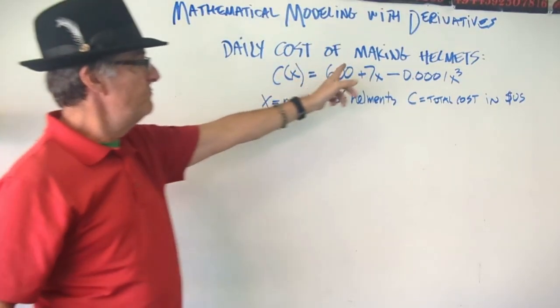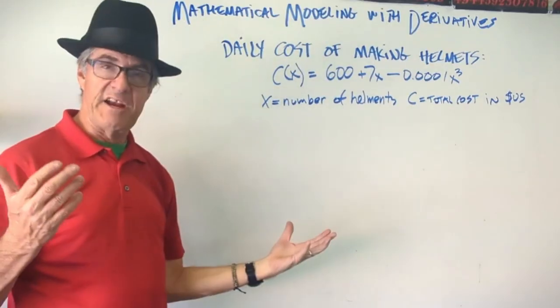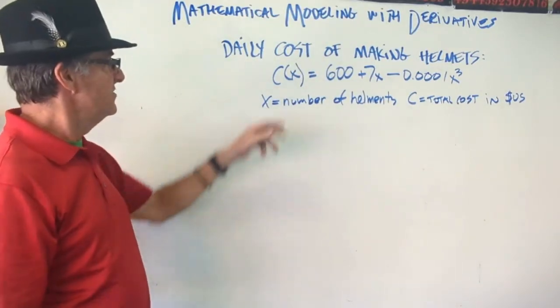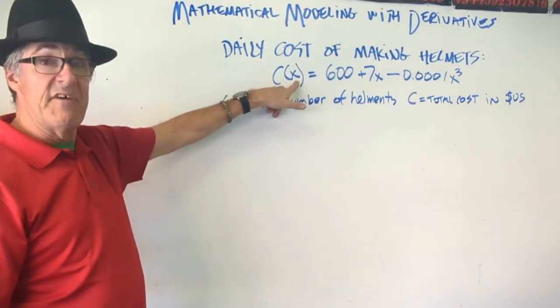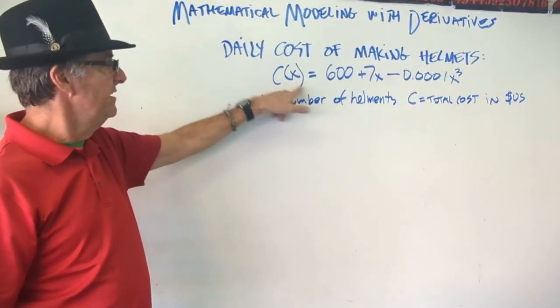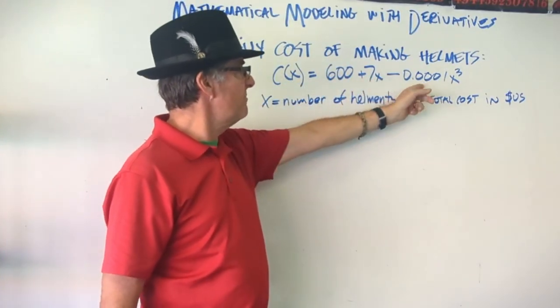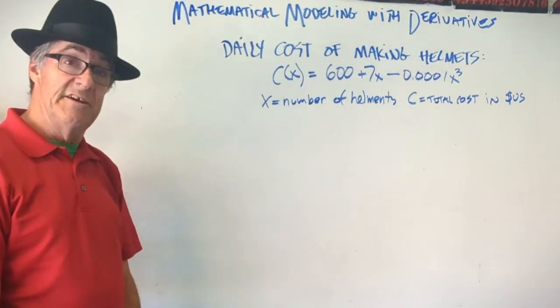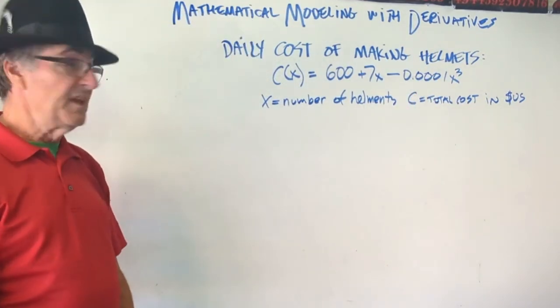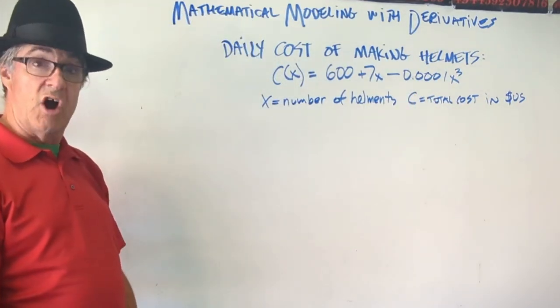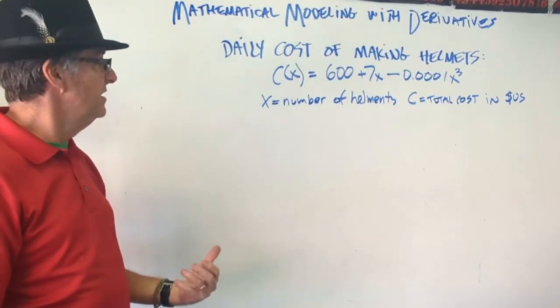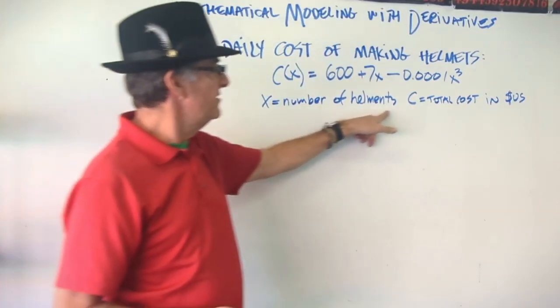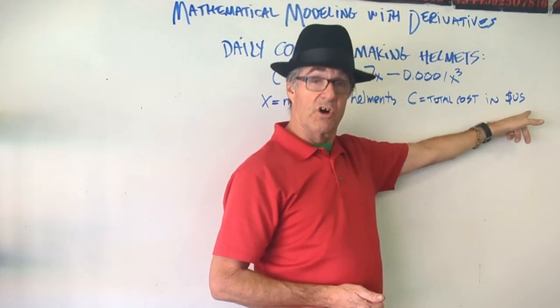Daily cost of making helmets. So this is a helmet factory. It makes helmets. The total daily cost as a function of x, that's the number of helmets made, is 600 plus 7x minus 0.0001x to the third. Okay? So that's a cubic function, and it's going to model the total cost for making helmets. So x is the number of helmets, and C is the total cost.